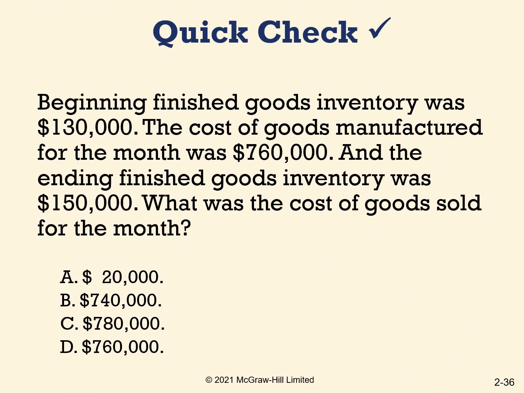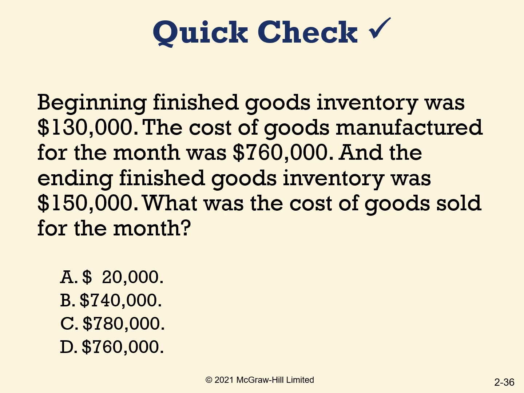Okay, and so for our last quick check on these, we have our beginning finished goods inventory was 130,000. The cost of goods manufactured for the month was 760,000. And the ending finished goods inventory was 150,000. What was the cost of goods sold for the month?